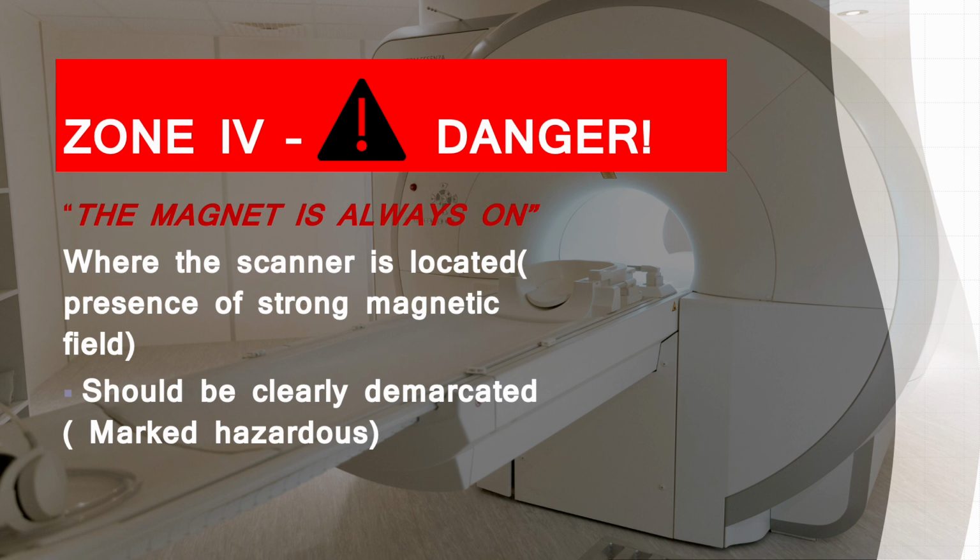Zone 4 is the physical confines of the room within which the MRI scanner is located. Zone 4 should also be demarcated and clearly labeled as being potentially hazardous due to the presence of very strong magnetic fields. It should be clearly marked with a red light and lighted sign stating that the magnet is always on. This light and sign should be illuminated at all times and should be provided with a backup energy source to continue to remain illuminated for at least 24 hours in the event of a loss of power to the site.